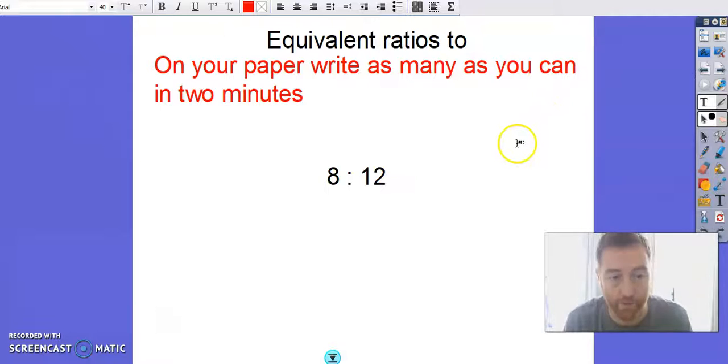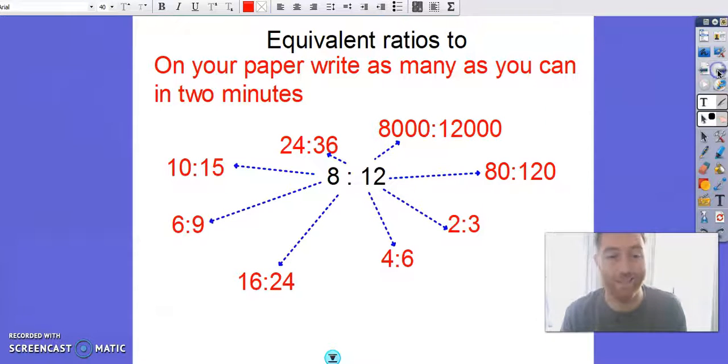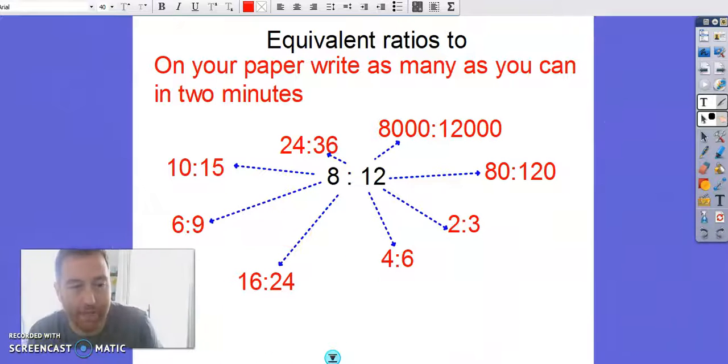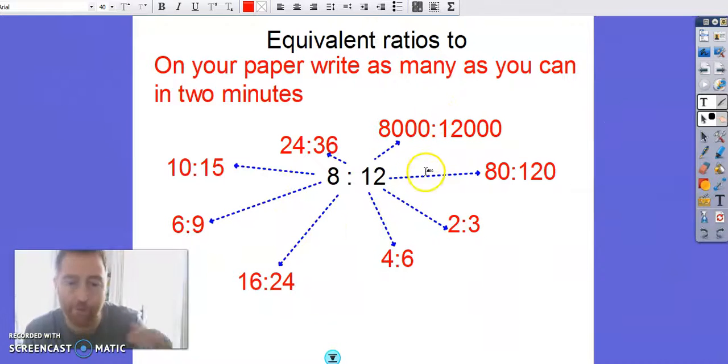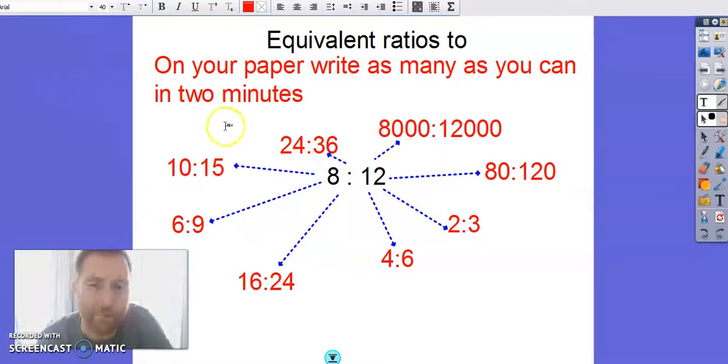There we go. So, hopefully you've come up with some ratios. Here's the ones I came up with. You can check if you had these ones, add them to your little diagram if you like. And basically, as long as you do the same thing to both sides, multiply by the same thing, divide by the same thing, we have equivalent ratios. There's the key language today.